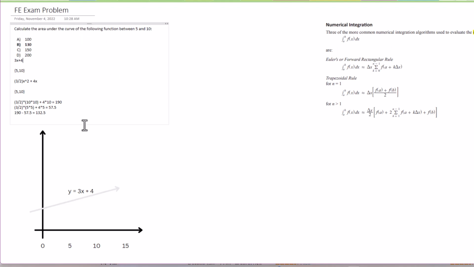So how did we solve this? Let's break it down. Area under the curve, we know that means integration. We have the equation here. We identified our bounds, properly integrated the equation, inserted our bounds, and then got the final answer. So that's how to find the area under the curve of a specific equation.